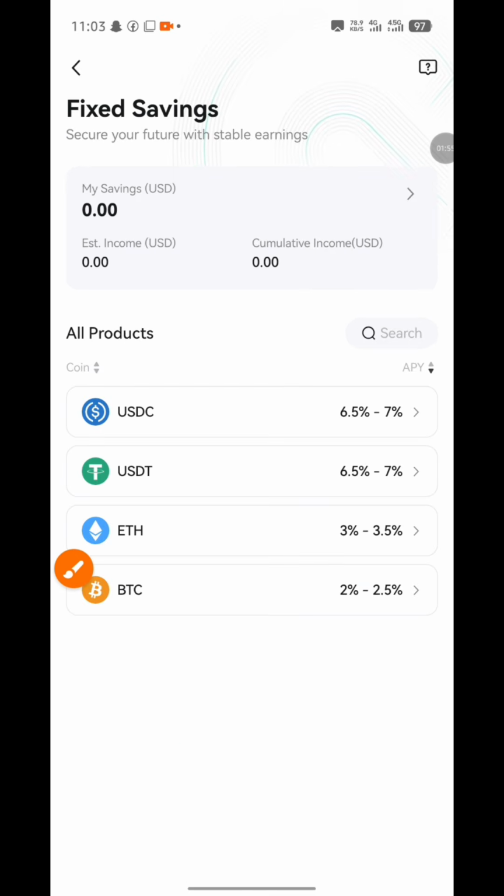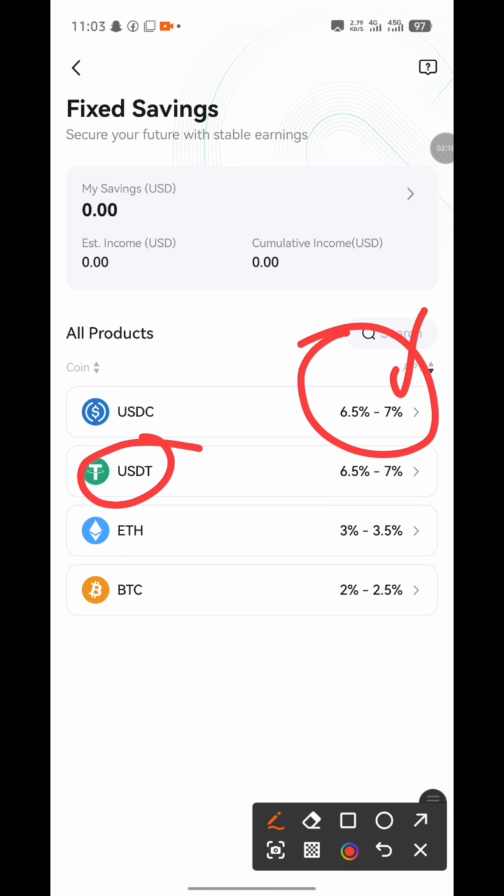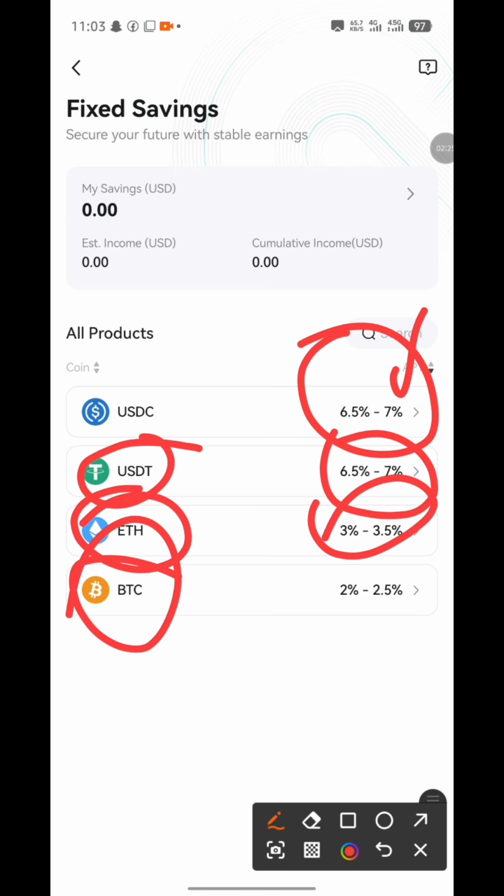We're going to start by looking at the fixed savings. If you come to the fixed savings, you see some coins like USDC, USDT, ETH, BTC. Coming to this place, if you stake USDC, you're going to see how much percentage you get, 6.5% to 7%. If you stake USDT, this is what you get, almost the same thing. If you take ETH, almost the same thing. If you stake BTC, almost the same thing.